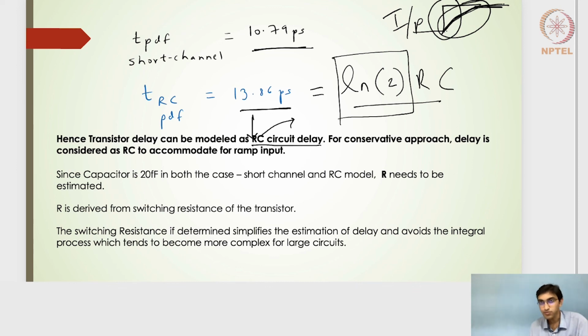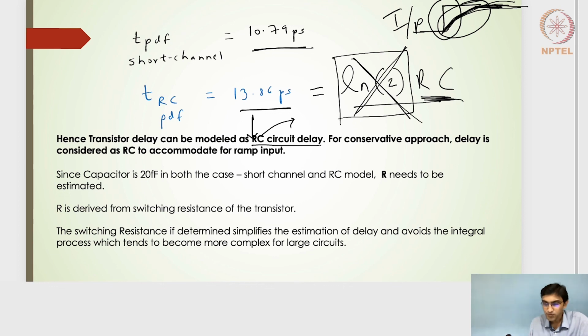So in that case, to make a conservative approach, we take out this log of 2. The reason is very simple, right? If the input is not a step input, if it is something else, the output of the circuit for which this particular input is given will be further delayed. So to keep it very simple yet a conservative approach, we will remove this log of 2. That means the 69.3% of the RC, we will remove it. So we'll take the 100% of the RC value, right?